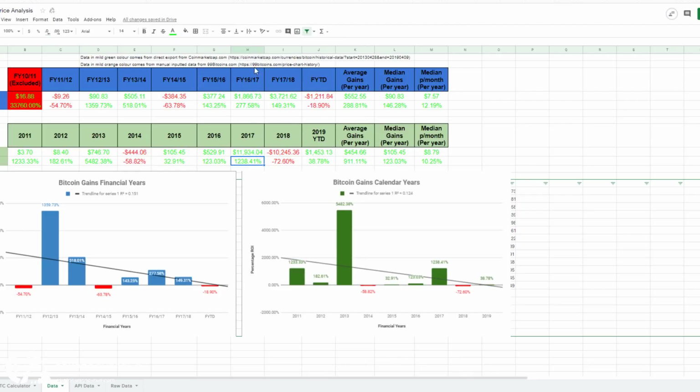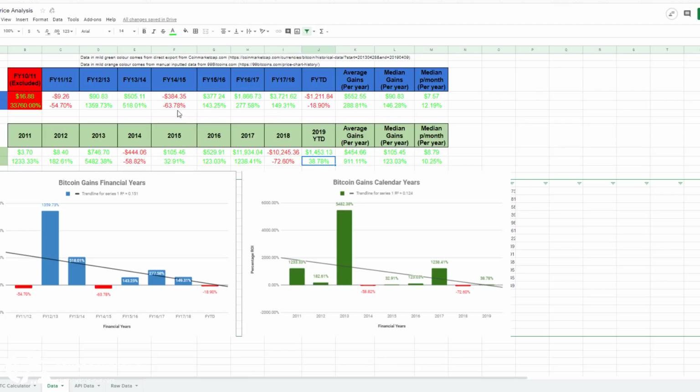1,238%. Quite interesting when you look at financial year 16-17 was a return of 277%, and then 17-18 was a return of 149%. So if you based your purchase on the calendar year in 2017, you would have far exceeded the returns if you based it on the financial year. Now for 2018, this was the really significant loss. We saw a reduction of negative 72.6%. And then for 2019 year to date, we are up 38.78%.